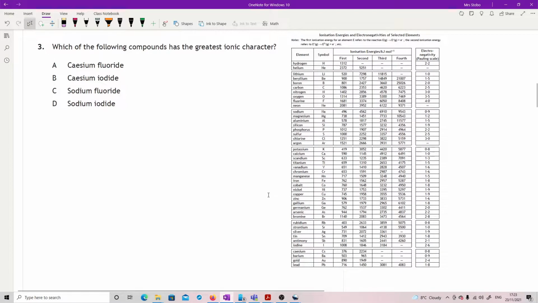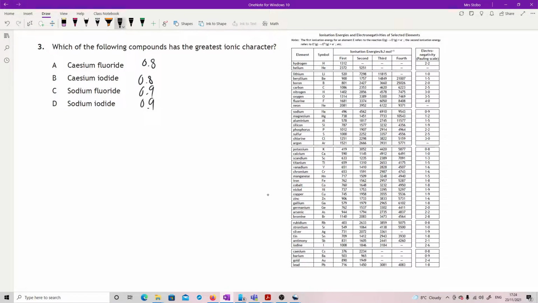You can see I've pulled the entire electronegativities page for this one. Which of the following compounds has the greatest ionic character? So remember, ionic is where you have the biggest gap in your electronegativity. So let's have a look here. Cesium, reading this one off, is 0.8. So I've got a 0.8 for cesium, and that's a 0.8 for cesium there as well. And sodium is a 0.9.